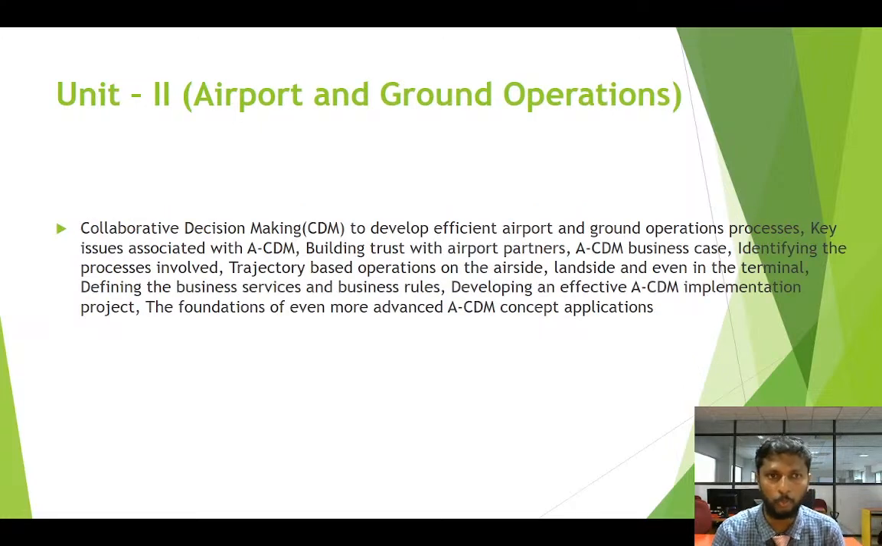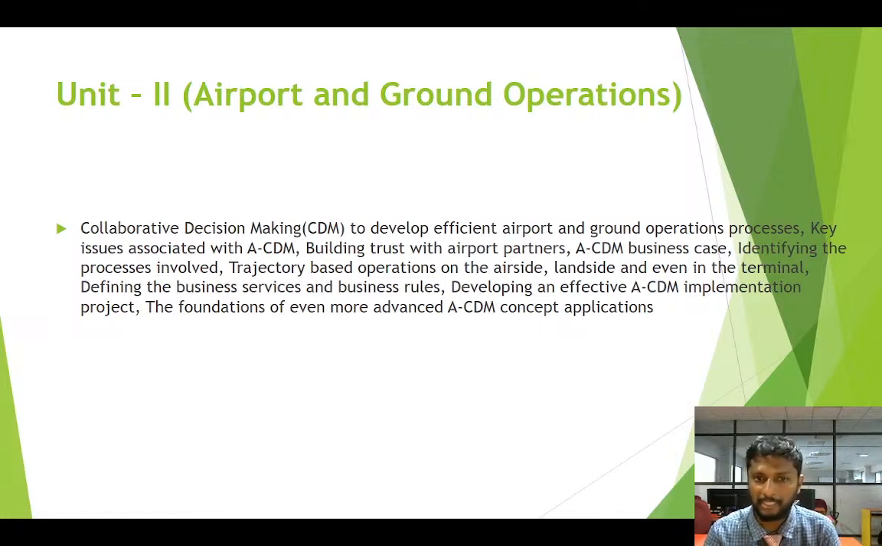In unit 2 you will study airport and ground operations, where you will study CDM and ACDM. CDM is collaborative decision making, and ACDM is airport collaborative decision making, which helps develop the airport for its efficiency and for operational purposes. And what are the problems they are facing, the recent problems, and the future problems based on CDM?